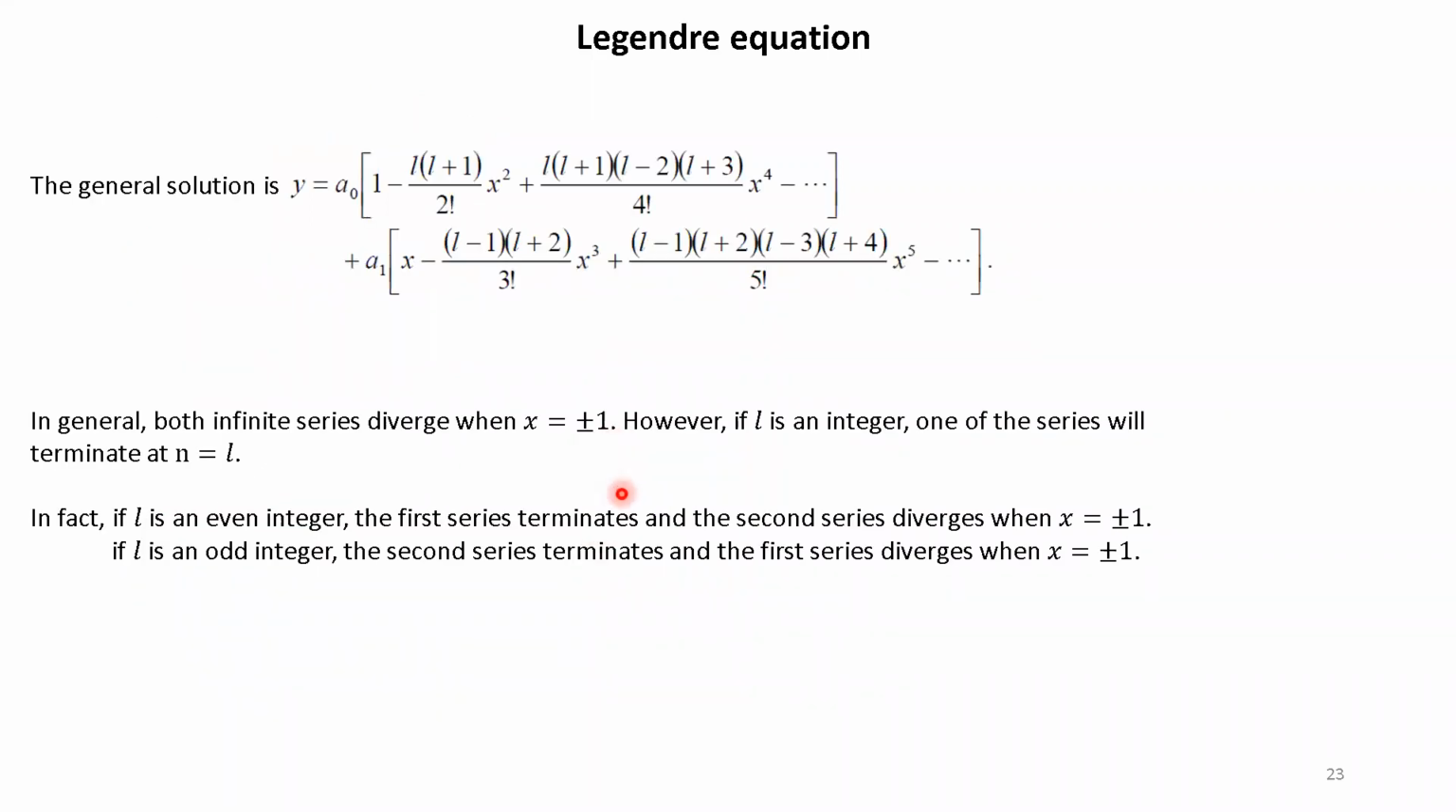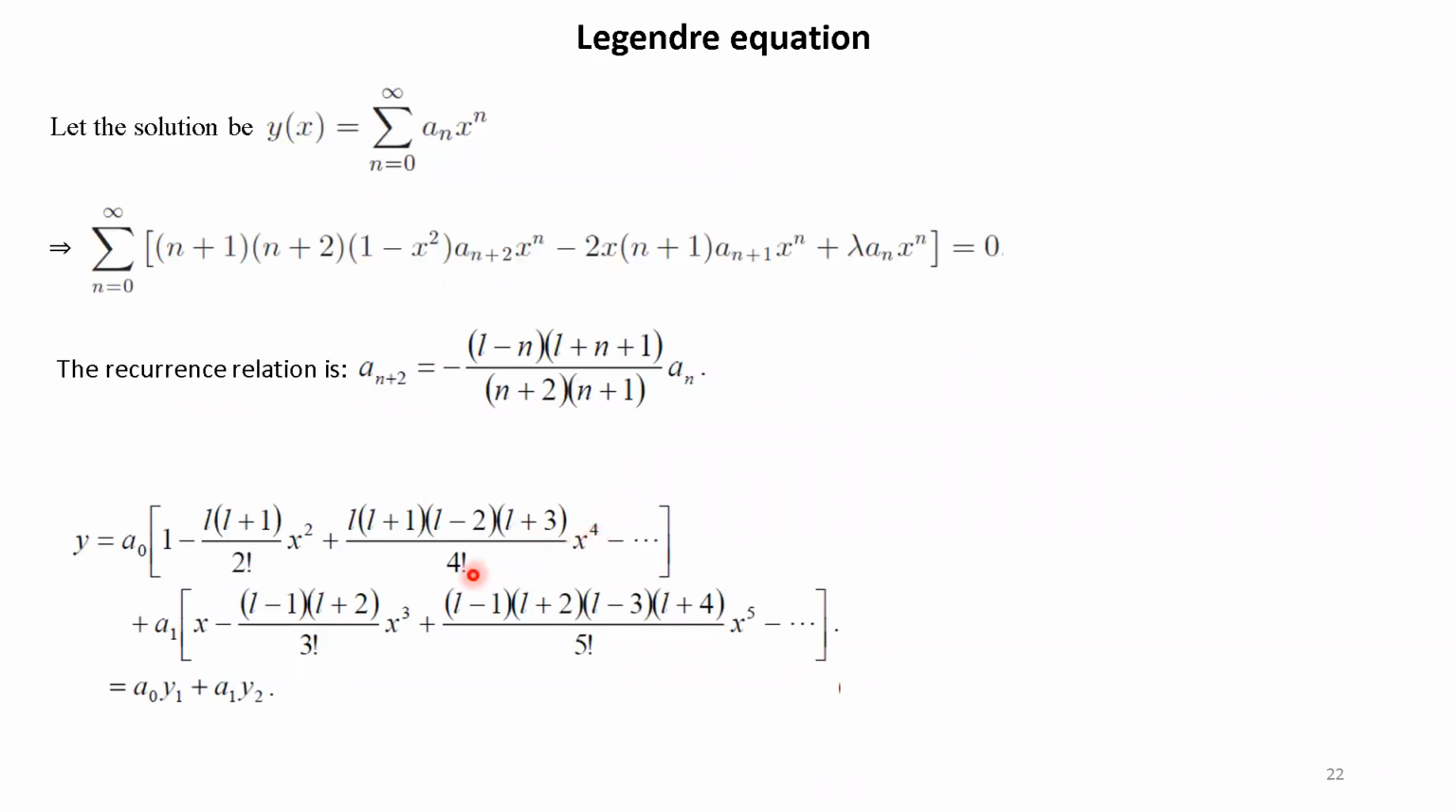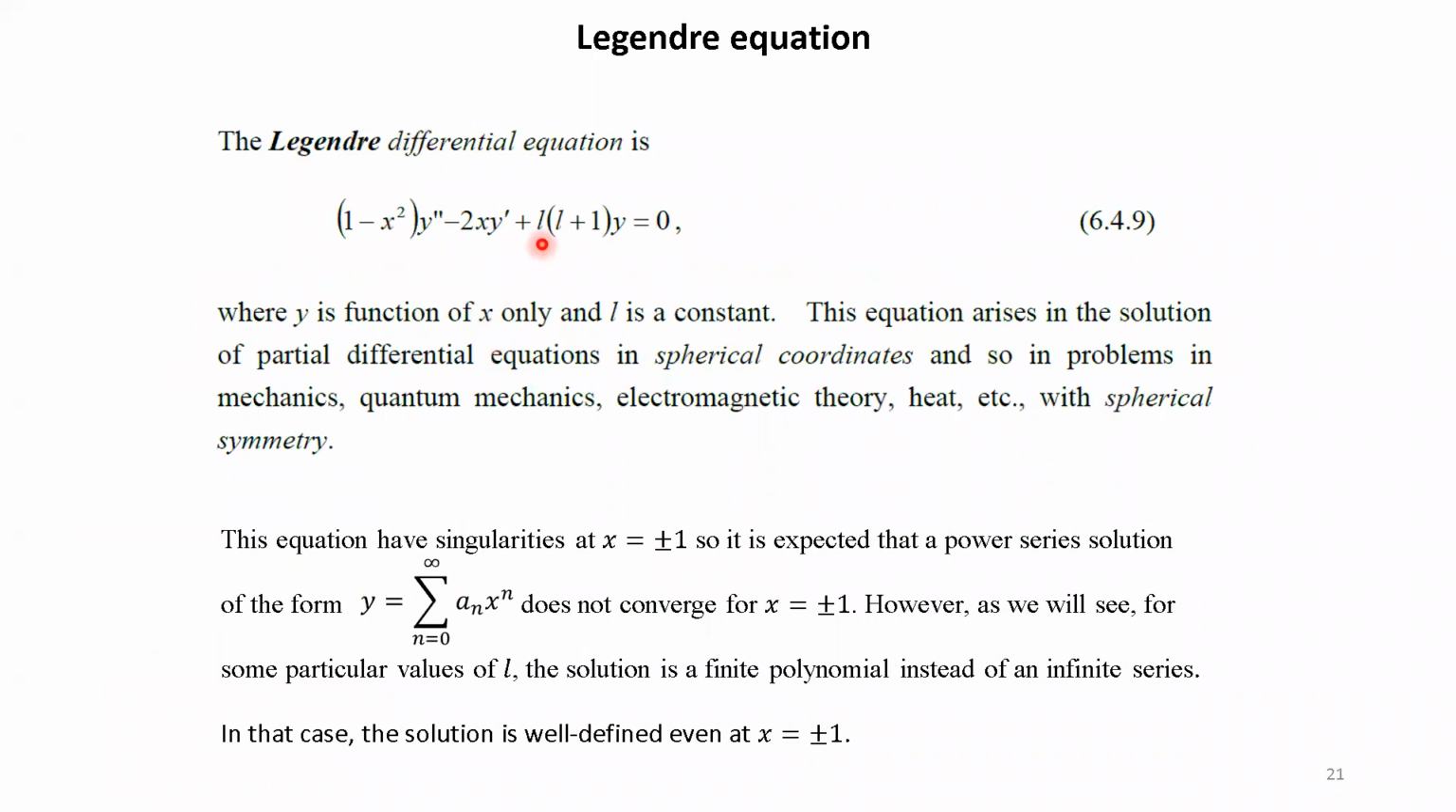Now look at this term over here. I have this L minus n in my numerator, so it is possible to be 0 if I have L equals n. And what is this L? As I said, this is a parameter in your differential equation.